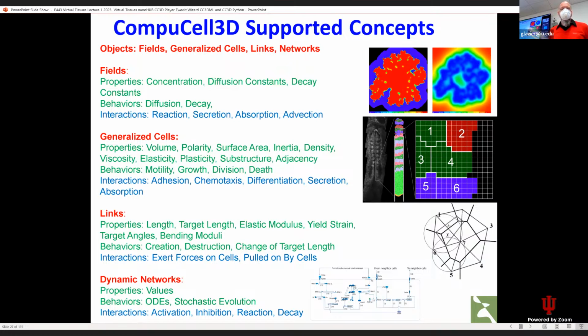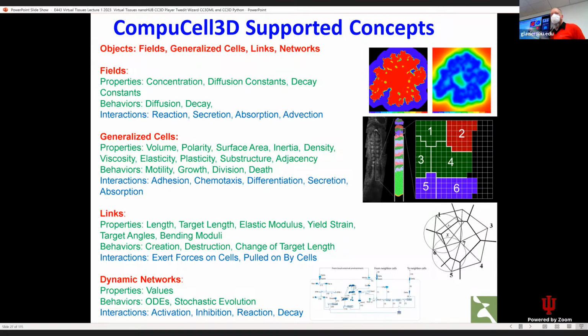CompuCell has a lot of built-in concepts. It has the idea of a field, which could be a chemical field or electrical field or something else, where there's a concentration at each point in space. Its basic ideas are diffusion, decay, secretion, absorption, and to some extent transport. There's a concept of a cell or a generalized cell, which is just a volume of material. It could represent a biological cell, a structure like a nucleus or organelle, or bacteria, but it could also represent just a little bit of fluid or a patch of cell membrane.